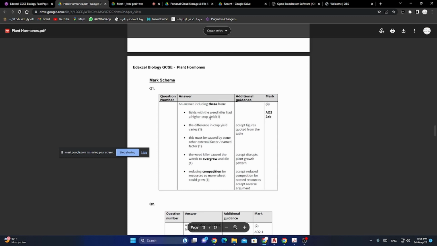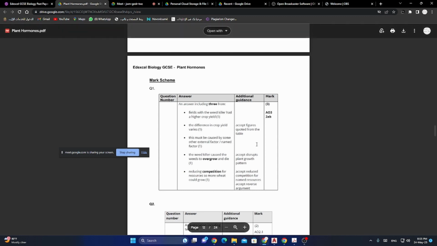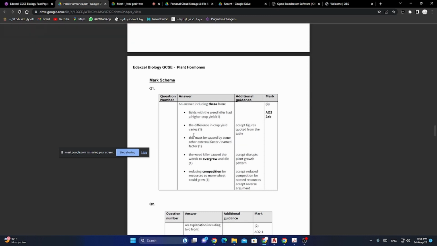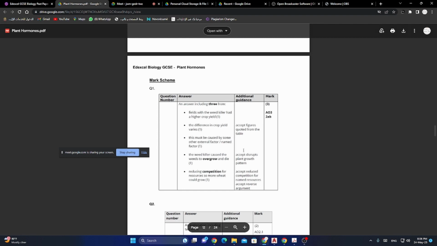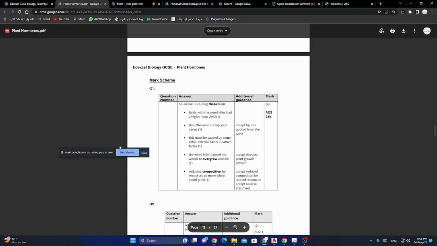Fields with weed killer had a higher crop yield. The difference in crop yield varies. This must be caused by some external factor. The weed killer caused the weeds to overgrow and die, reducing competition for resources.